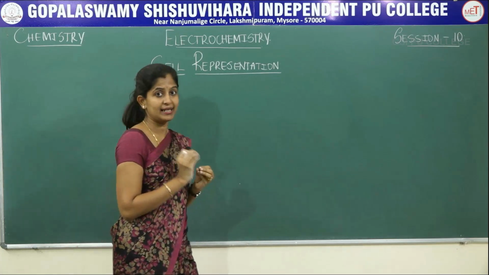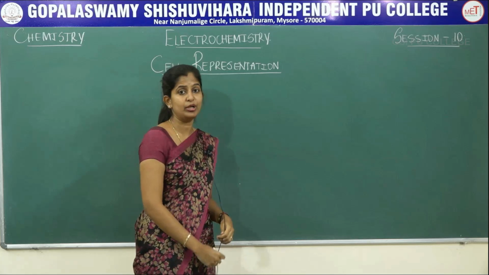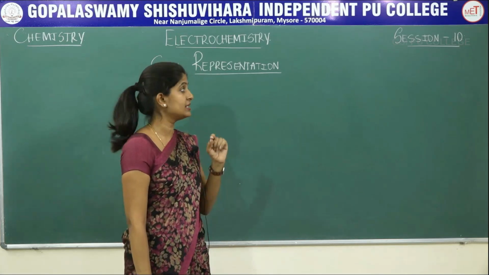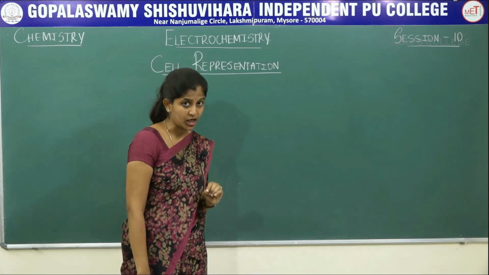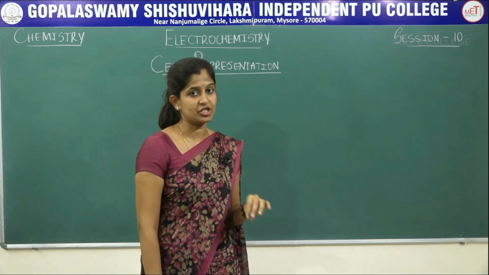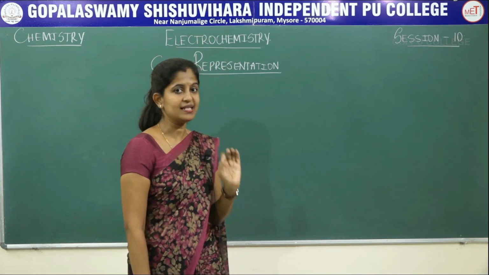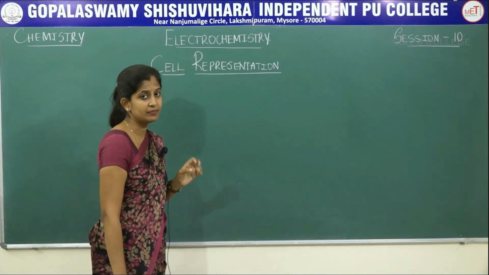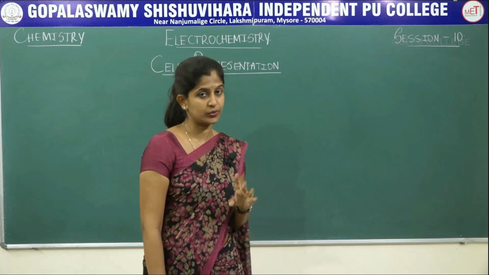So let us see how to write this cell representation generally first, followed by an example of the Daniell cell that we have discussed in your session 9. Daniell cell representation is very important, and you should also know how to write the cell representation if the reaction or some information is given by the question. Sometimes you get a 1 mark question to write the cell representation of the Daniell cell.